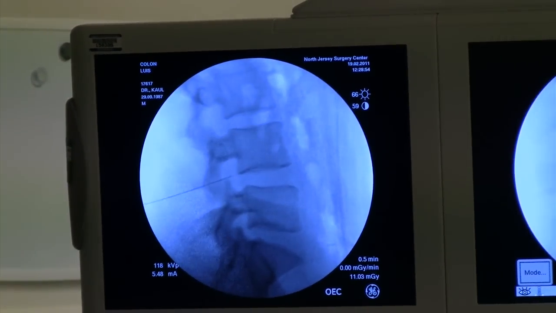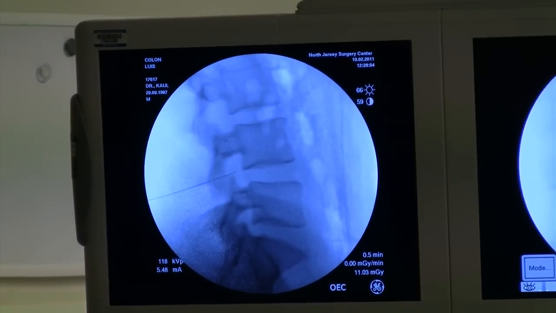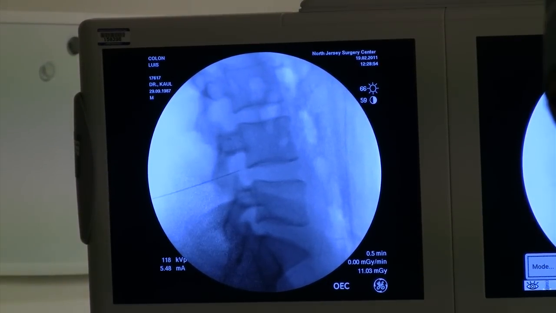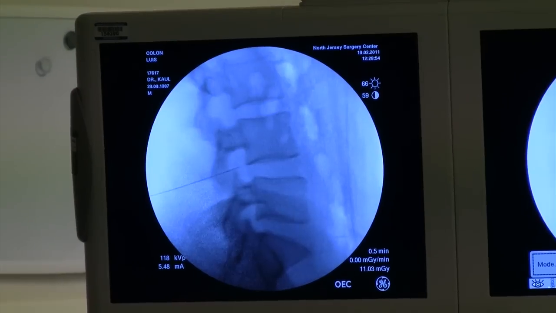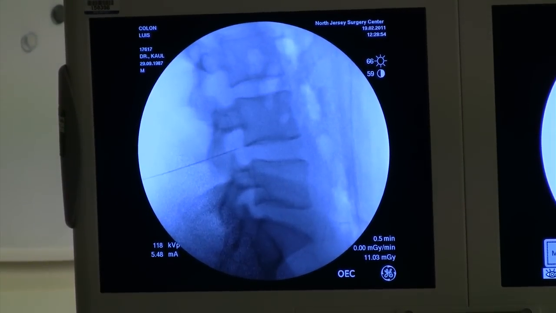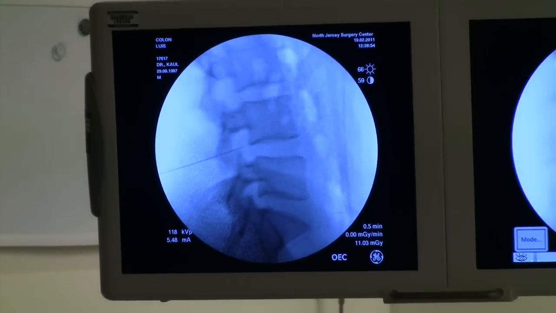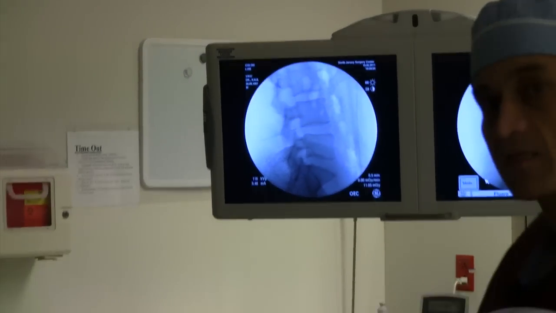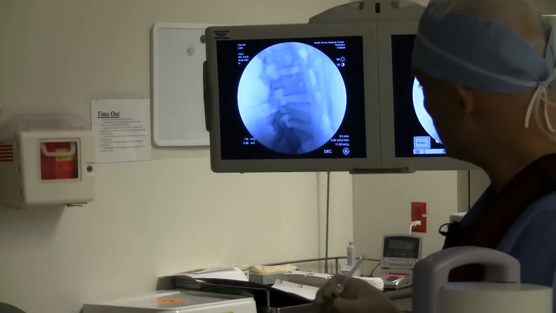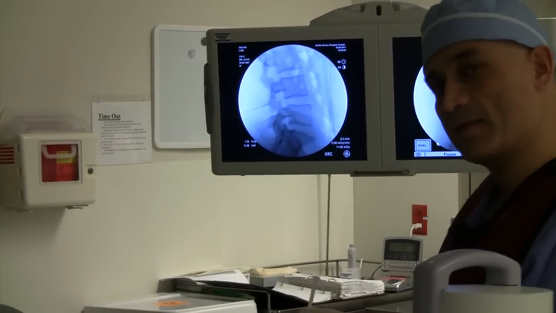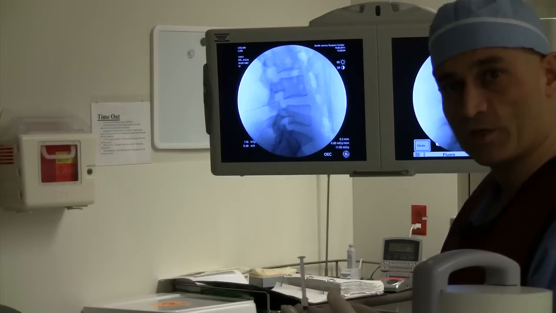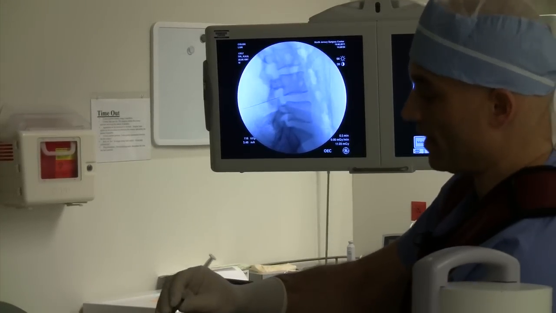Okay. As you can see on the X-ray monitor, the needle tip is now in the middle of the neuroforaminal space. This is where the herniation and the exiting nerve root are both located. I now take some X-ray material, we refer to this as IsoView, and I inject it through the needle into the space to identify the correct location of the epidural space and the exiting nerve root.